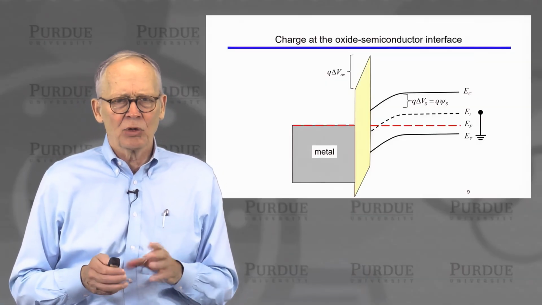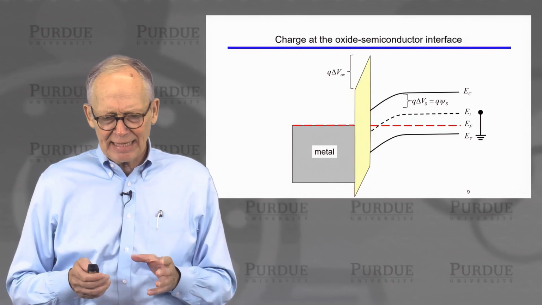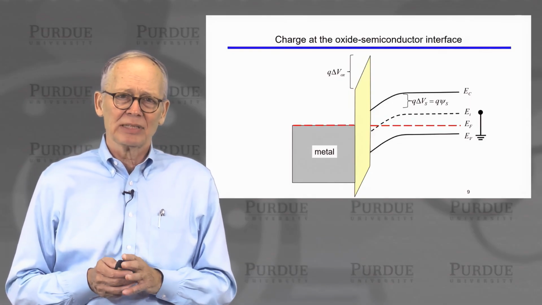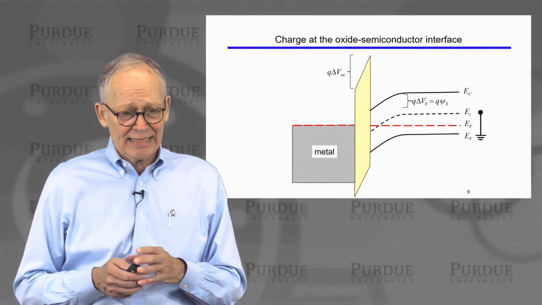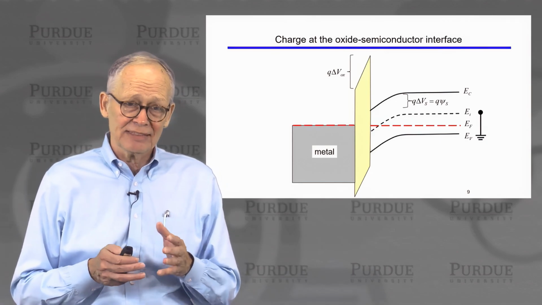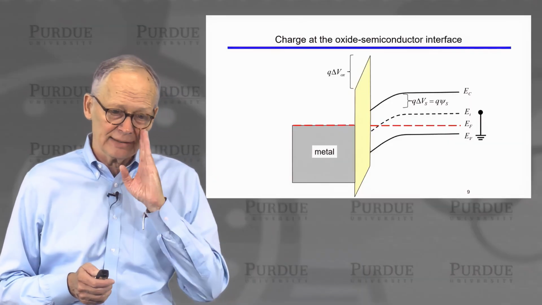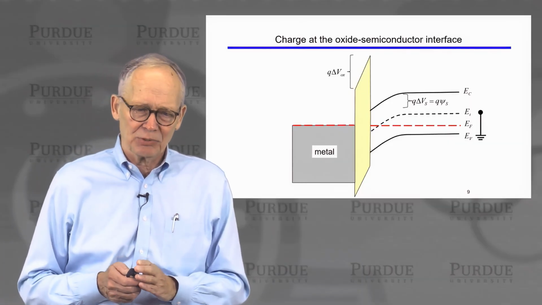Now, there is one more non-ideality that I want to mention. It's not so important in modern MOS structures. It was in the past. It is important when we use insulators that aren't silicon dioxide, and there's more and more of that going on these days. So it's worth talking about briefly.